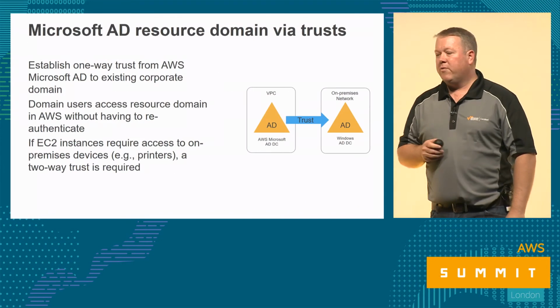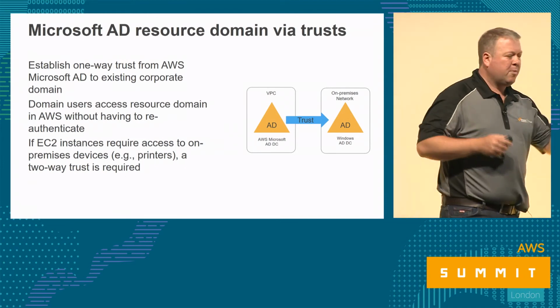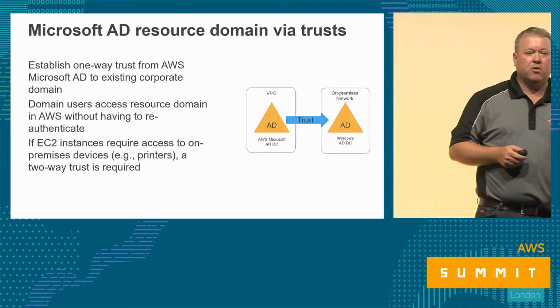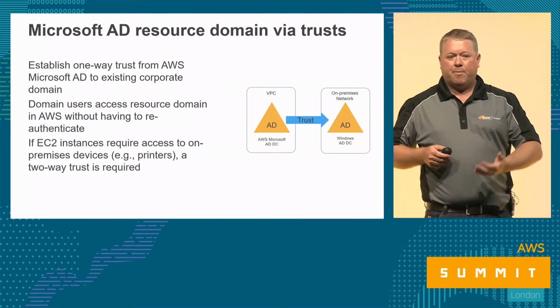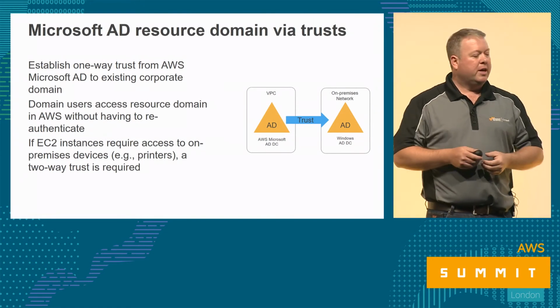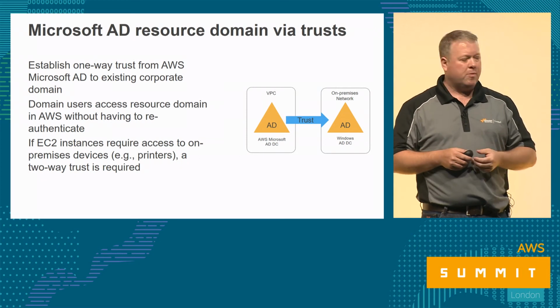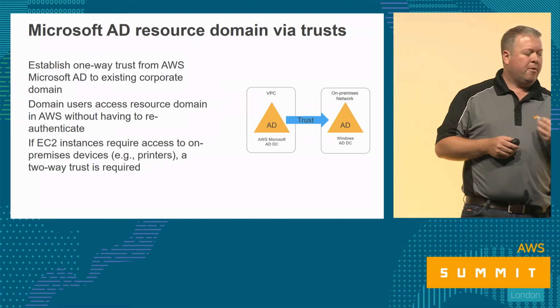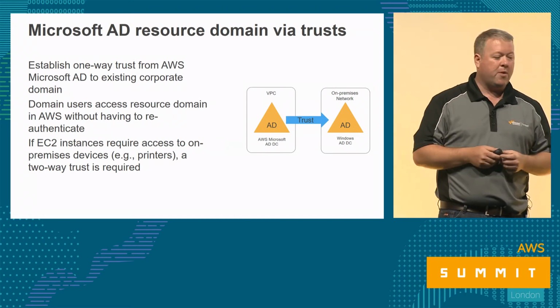So if we look at this, what we're really talking about is Microsoft AD as a resource. It says domain here, but it's ultimately a resource forest. It's a single domain as a single forest. So when you spin this up, assuming you're not all in the cloud, you're going to be creating a trust. And we go through the final architecture on this in a moment. But ultimately, we're saying, let's establish a one-way trust between the two, between us and the corporate network.